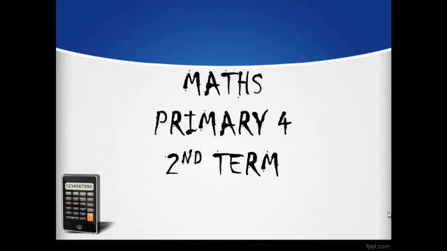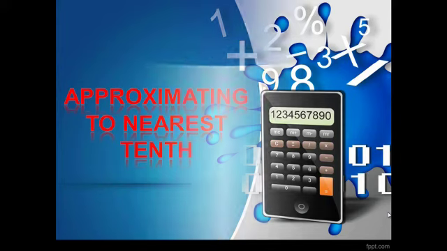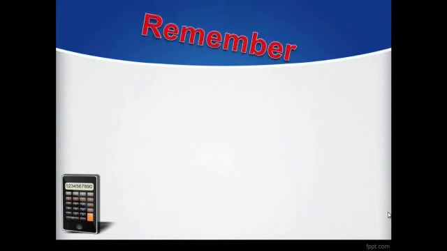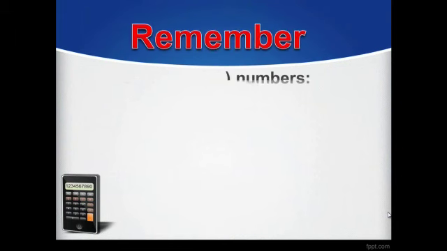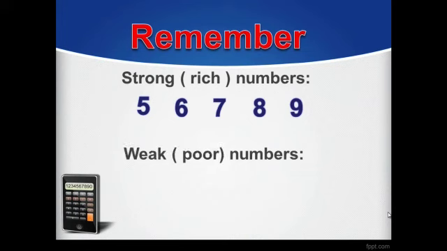Everyone, our new lesson is approximating to nearest tenth, and as usual with every approximating lesson we have to keep in mind the strong or rich numbers which are 5, 6, 7, 8 and 9, weak or poor numbers which are 0, 1, 2, 3 and 4.